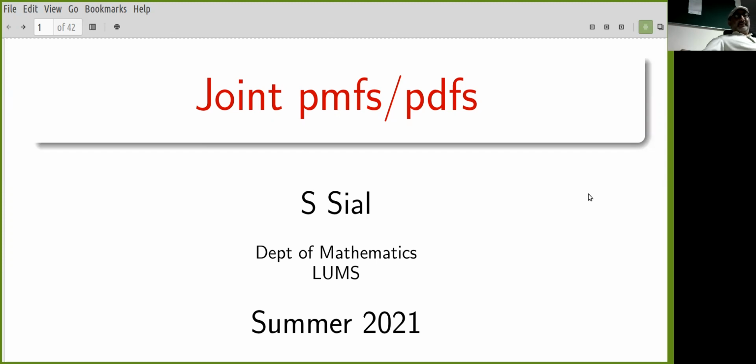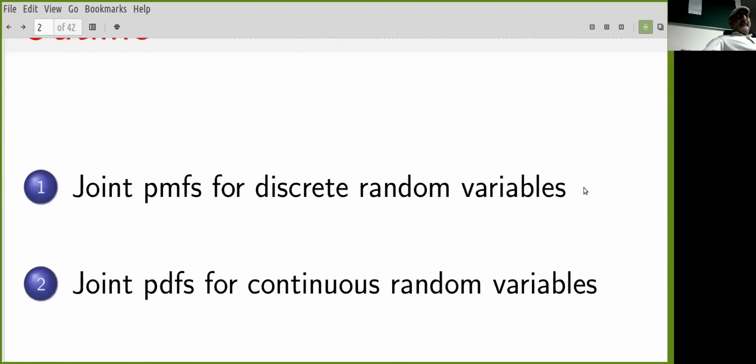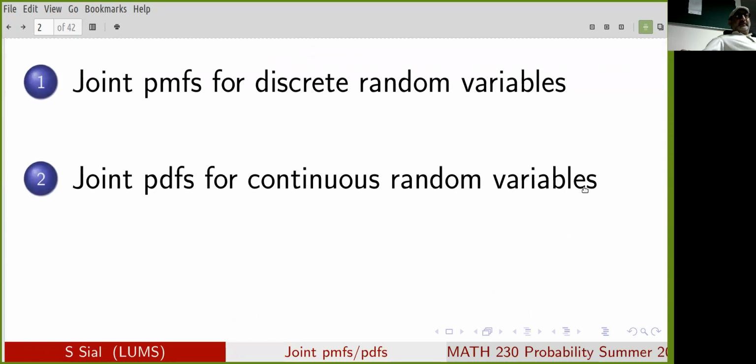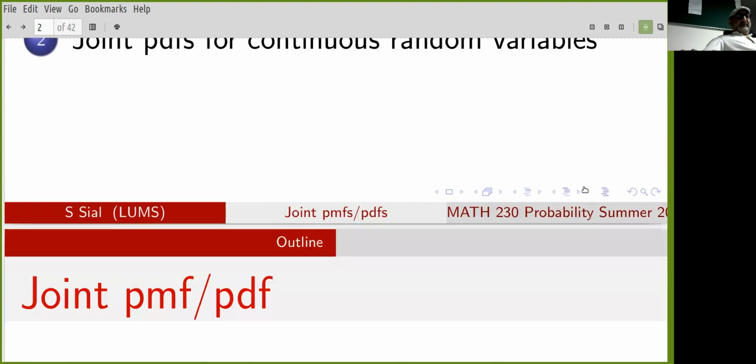And you would be interested in knowing what the probability is that x takes the value m and y takes the value n at the same time. So what's the probability of this and that? That would be given by the joint PMF. Okay. So we're going to cover joint PMFs for discrete random variables and joint PDFs for continuous random variables.